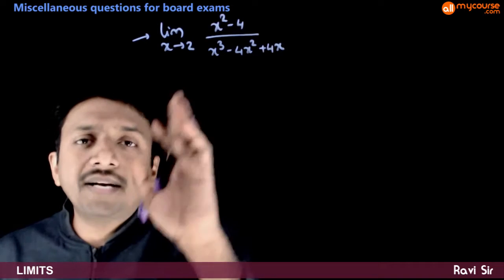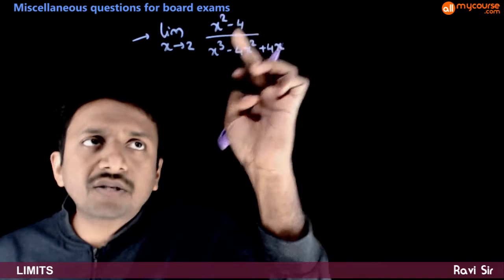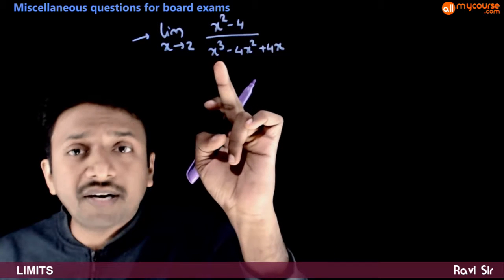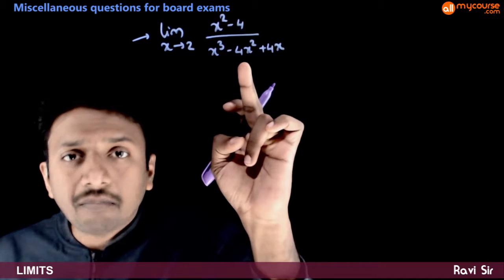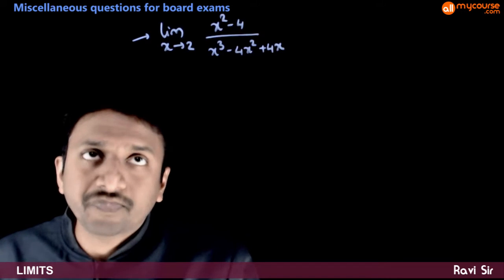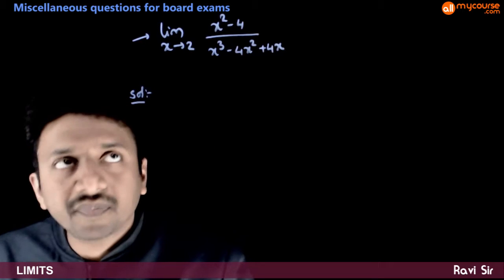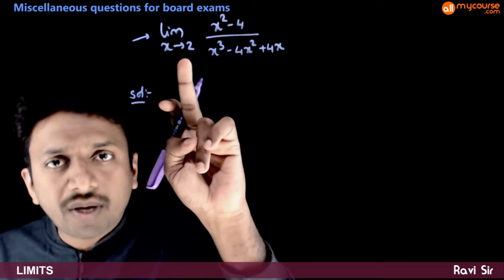So now let us look at this question. Limit x tends to 2, (x square minus 4) divided by (x cube minus 4x square plus 4x). So how do we solve this question? Let us first do direct substitution.